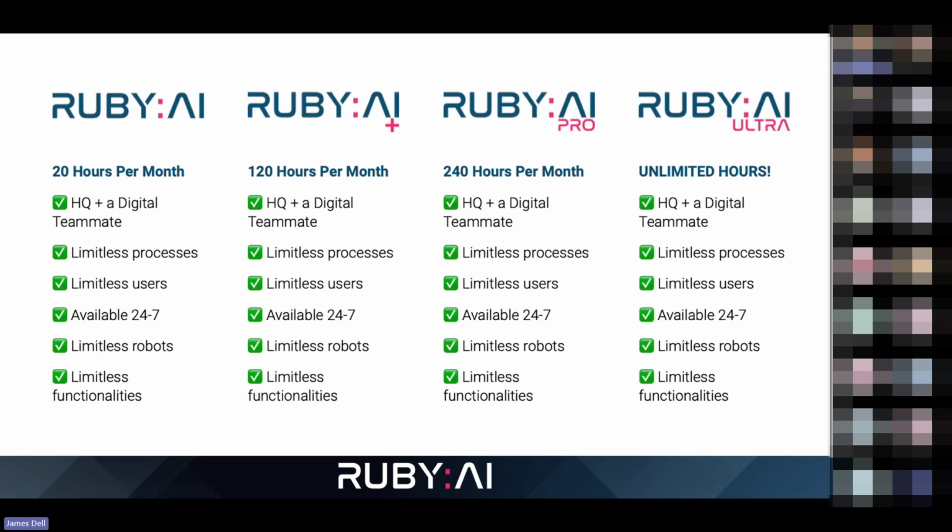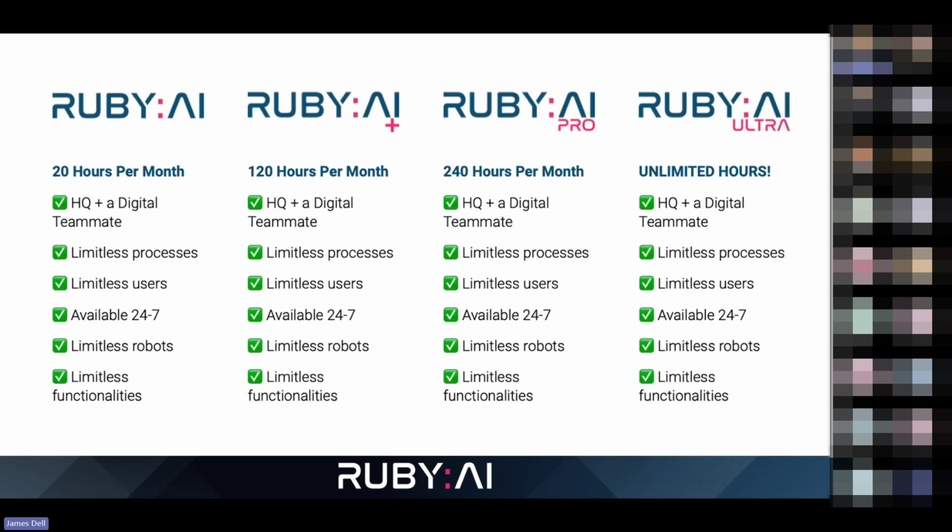The way that we work is we have 4 models for Ruby AI, starting with a 20-hour per month use case all the way up to what we refer to as the unlimited hours use case. So the way that you're charged is based on the number of hours that the back-end robot is running for underneath Ruby AI. If the processes that we're automating for you take 20 hours or less, then you're only going to need the base license.